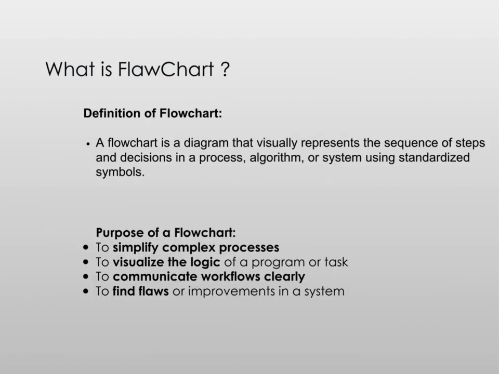What is a flowchart? Definition of flowchart. A flowchart is a diagram that visually represents the sequence of steps and decisions in a process, algorithm, or system using standardized symbols. Purpose of a flowchart: to simplify complex processes, to visualize the logic of a program or task, to communicate workflows clearly, to find flaws or improvements in a system.